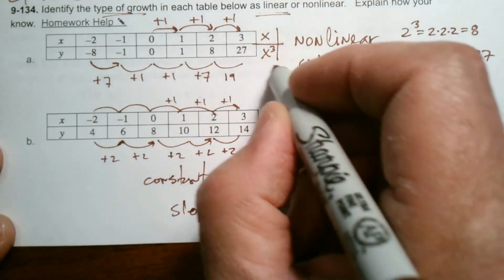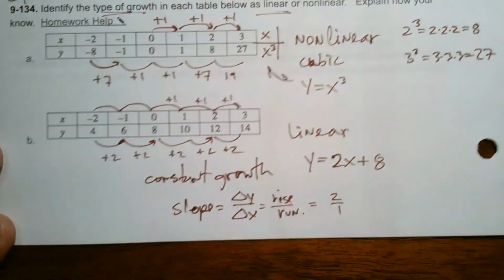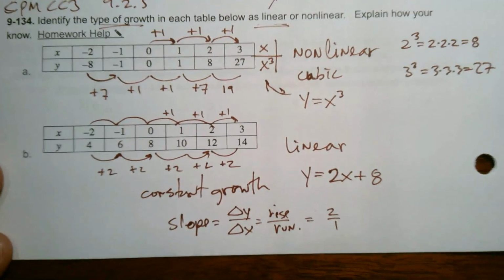Nonlinear, cubic. So that rule, like I said up here, if I wrote that as a rule, it would be y is equal to x cubed. Okay? All right, there we go.